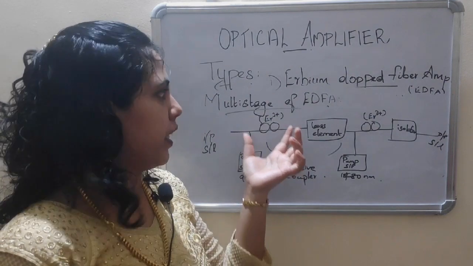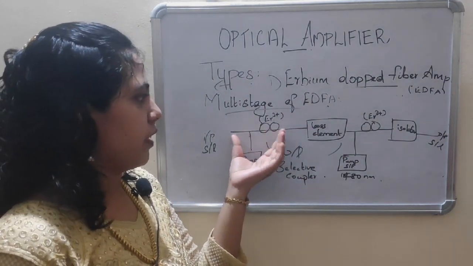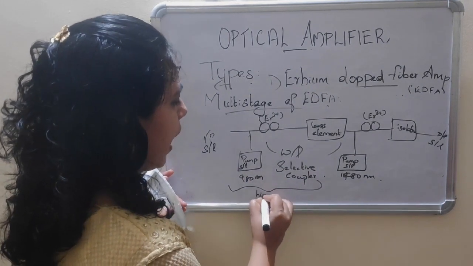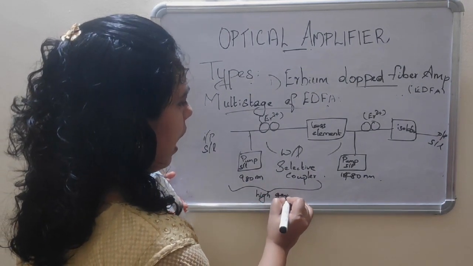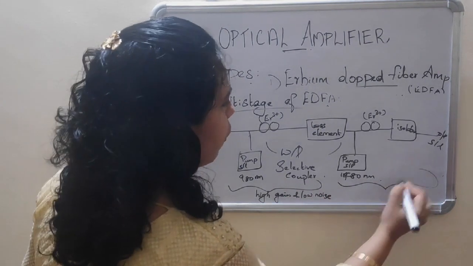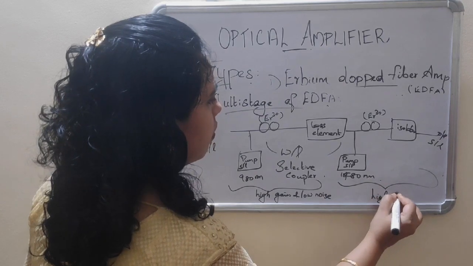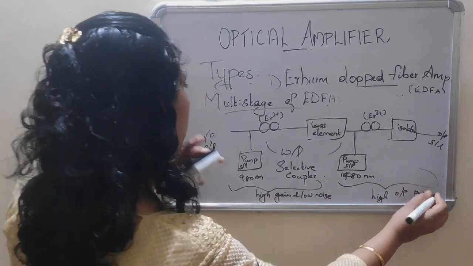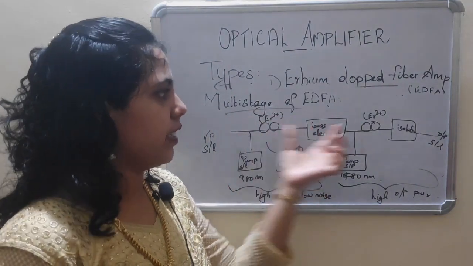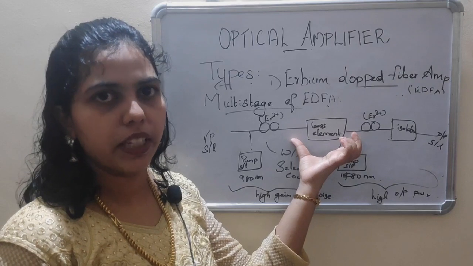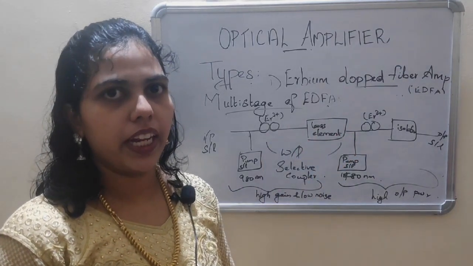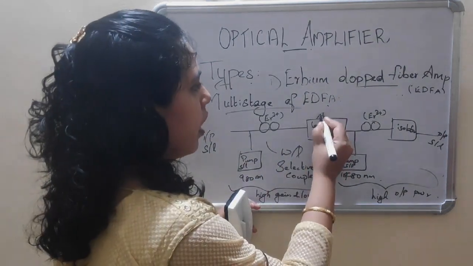Here two stages of EDFA are considered. The first stage is designed for high gain and low noise, and the second stage is considered for high output power. In between these two stages, a loss element is considered. This loss element means a flat filtering filter or multiplexer.